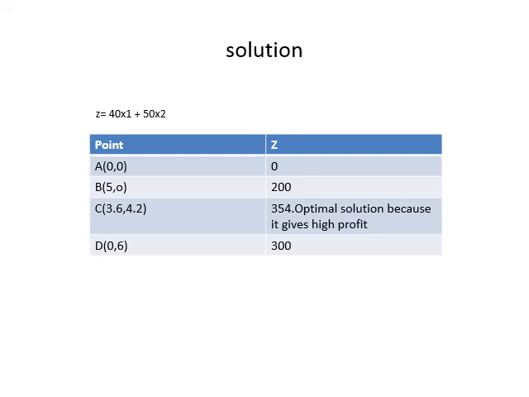So the optimal solution is to produce 3.6 of x1 and 4.2 of x2 to get the maximum profit, which equals 354. So what is the optimal solution? The optimal solution is that solution which gives maximum profit.